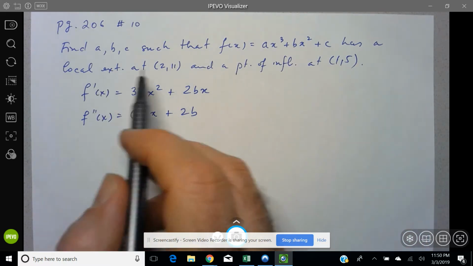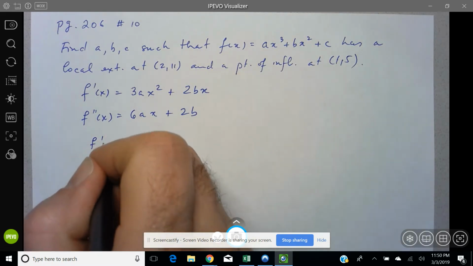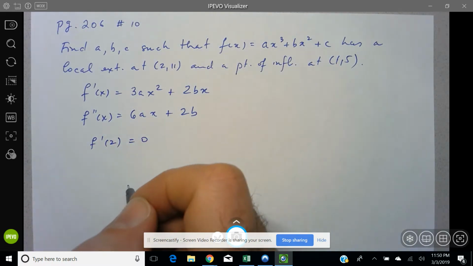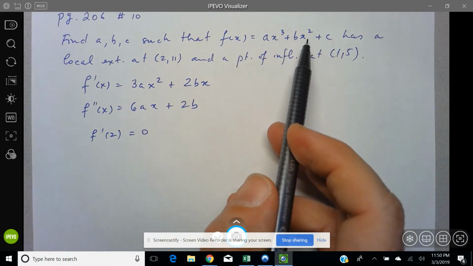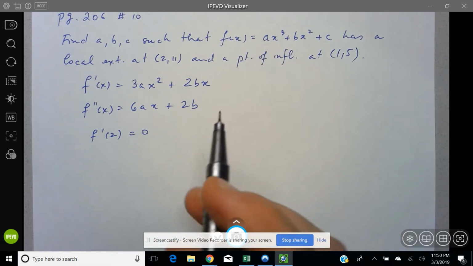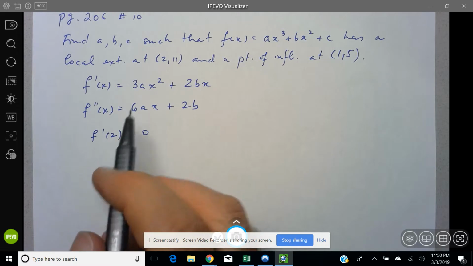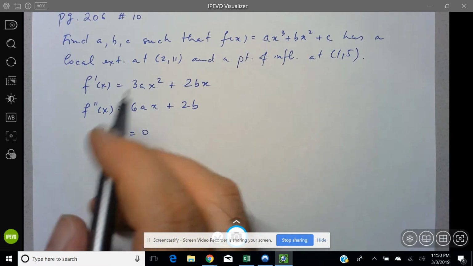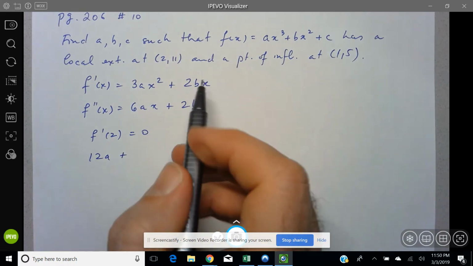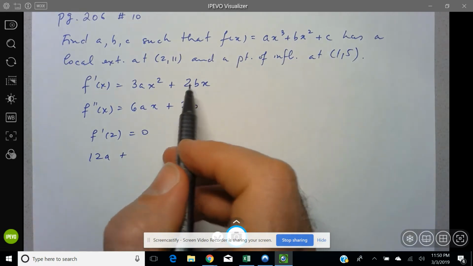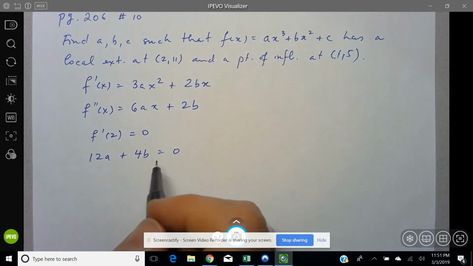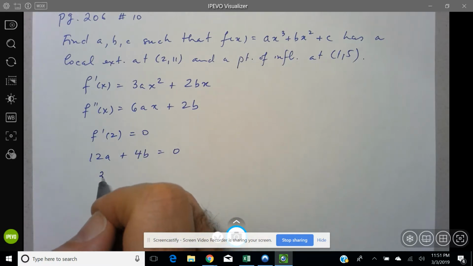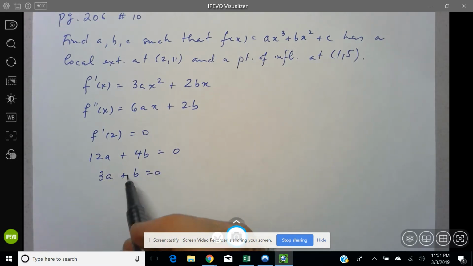So I know that there's a local extremum at 2, which means that f prime at 2 has to be equal to 0. Again, remember what we said. We can only make that assumption because we know the derivative is going to exist, meaning the critical point can't occur when the derivative doesn't exist, which is also a possibility. So let's just put in x equals 2. So 2 squared is 4 times 3. So we have 12a plus 2 times x equals 2 is 4 plus 4b. And that's going to be equal to 0. And I'll divide both sides by 4 to make it simpler. So here we have 3a plus b equals 0. So we have an equation with a and b.